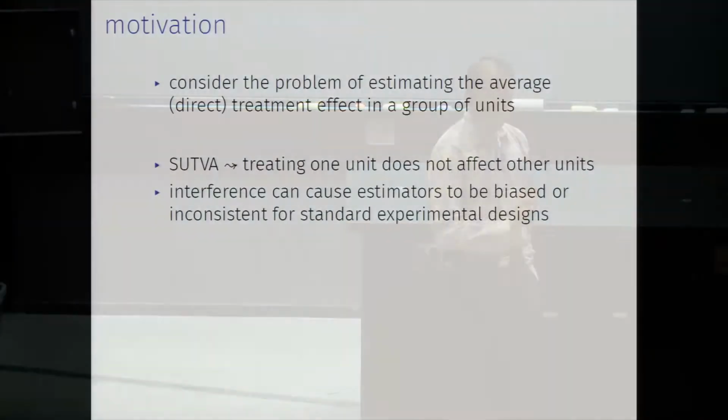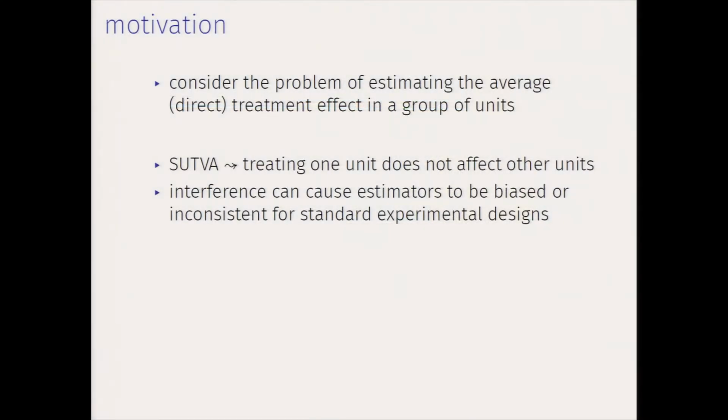So let's consider a basic problem of estimating the average treatment effect from a group of units. A typical assumption in causal inference is the stable unit treatment value assumption, which requires that treating one unit doesn't affect other units. When this assumption fails, for example if there's interference between units, standard experimental designs and estimators are biased and sometimes even inconsistent.